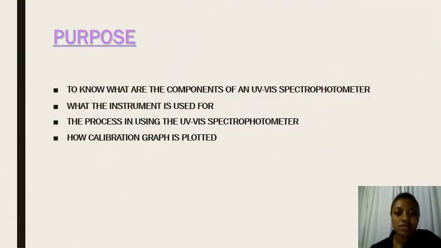So the purpose and the main concept of this poster illustrating a video presentation is listed below here. Firstly, it is to know what the components of the ultraviolet visible spectrophotometer are. Secondly, what the instrument is used for. Thirdly, the process of using the spectrophotometer. And lastly, how the calibration graph is plotted by using this kind of instrument.